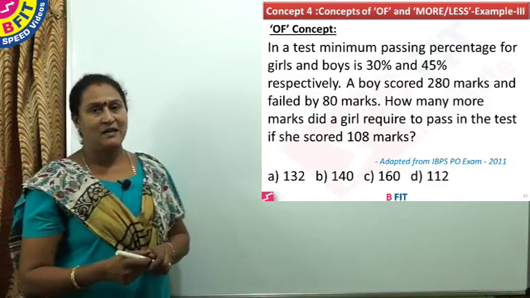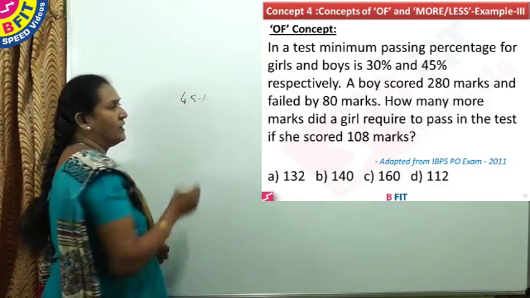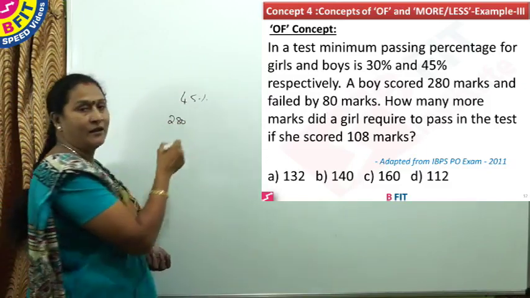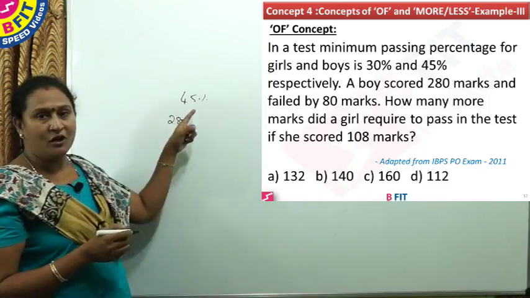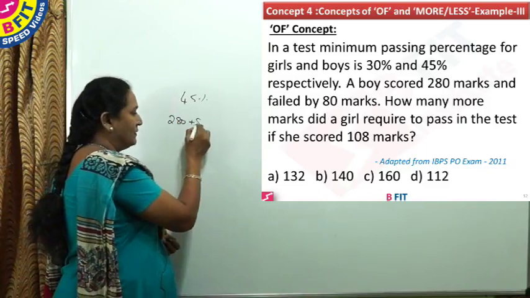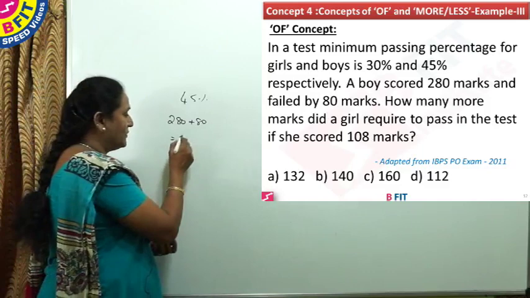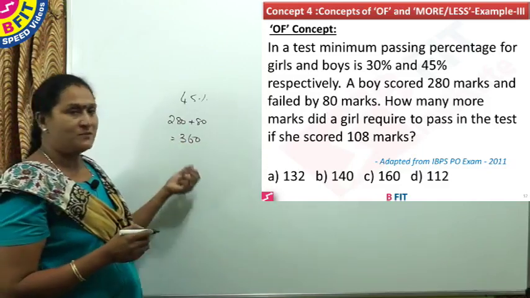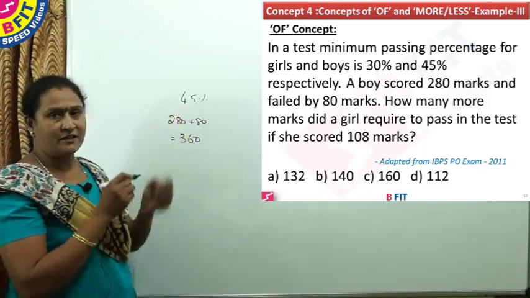So here pass mark for boys is 45%. And what is the mark got by the person? 280. The boy gets 280, but he fails. It means that he hasn't got 45%. By how many marks did he fail? So 80 marks. So when you add 80, he will clear the exam. He will pass the exam. Or pass mark is 360. So which implies 45% is 360.